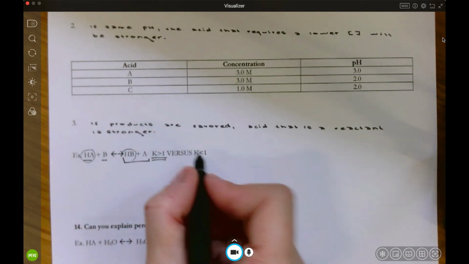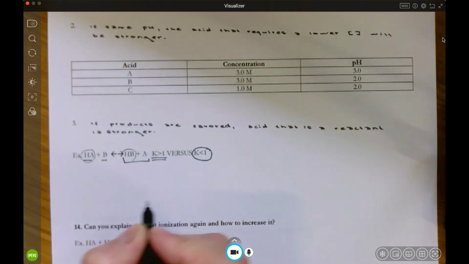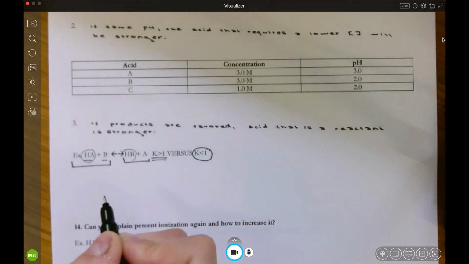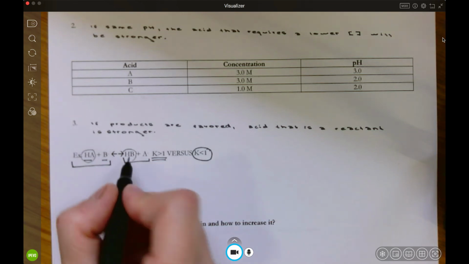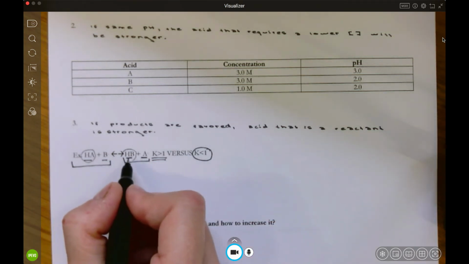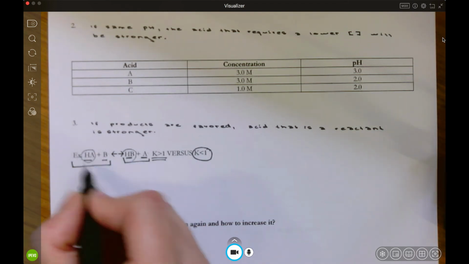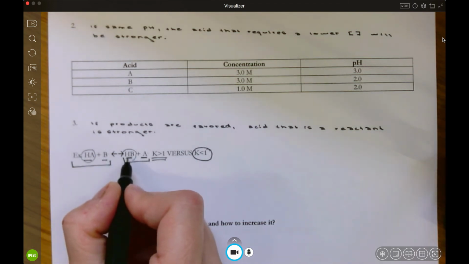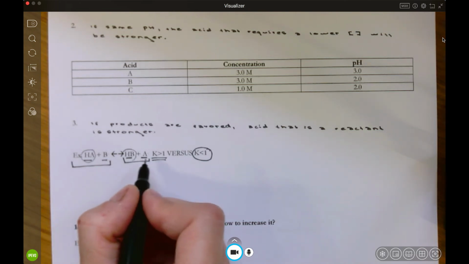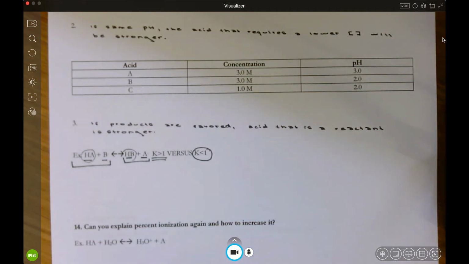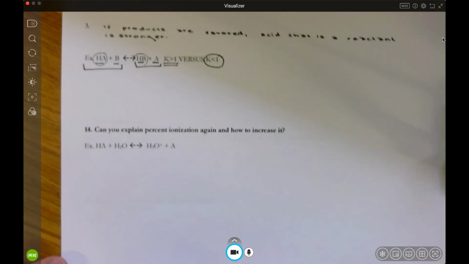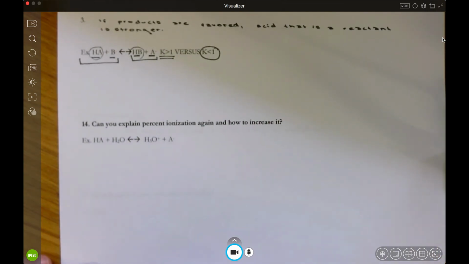If the reverse is true, if your K is less than 1, what that tells you is that your reactants are favored, meaning HB and A- did a better job of reacting to form your reactants, which would mean HB would be stronger than HA as far as acids are concerned, and A- would be stronger as far as bases are concerned. Okay. For 14, can you explain percent ionization again and how to increase it?